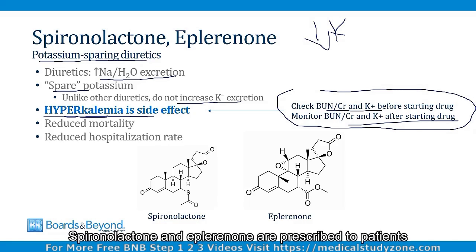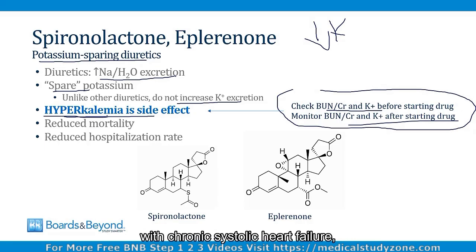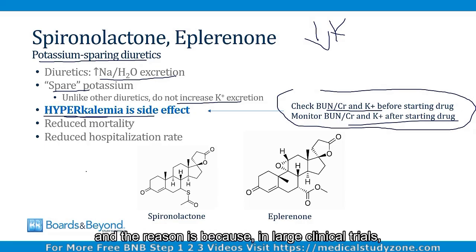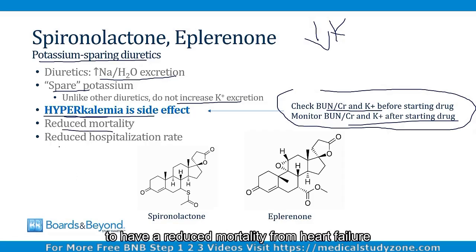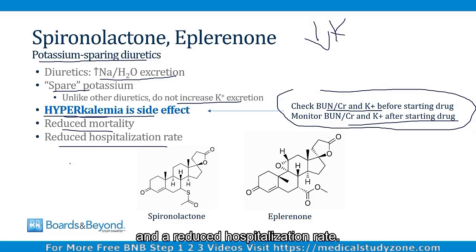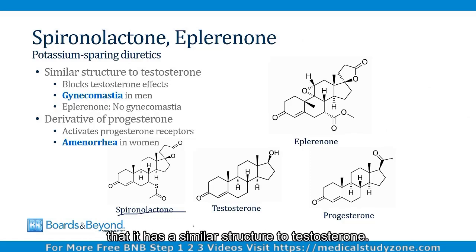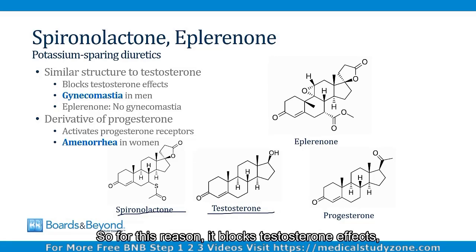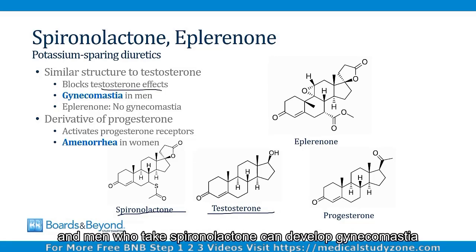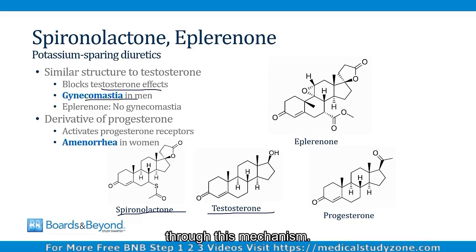Spironolactone and eplerenone are prescribed to patients with chronic systolic heart failure, and the reason is because in large clinical trials, patients who take these drugs have been shown to have a reduced mortality from heart failure and a reduced hospitalization rate. Spironolactone's structure is shown at the bottom left side of the screen here, and you can see that it has a similar structure to testosterone. So for this reason, it blocks testosterone effects, and men who take spironolactone can develop gynecomastia through this mechanism.